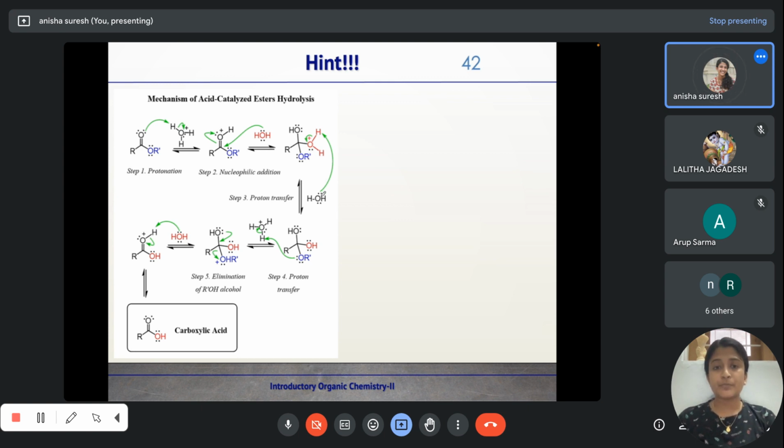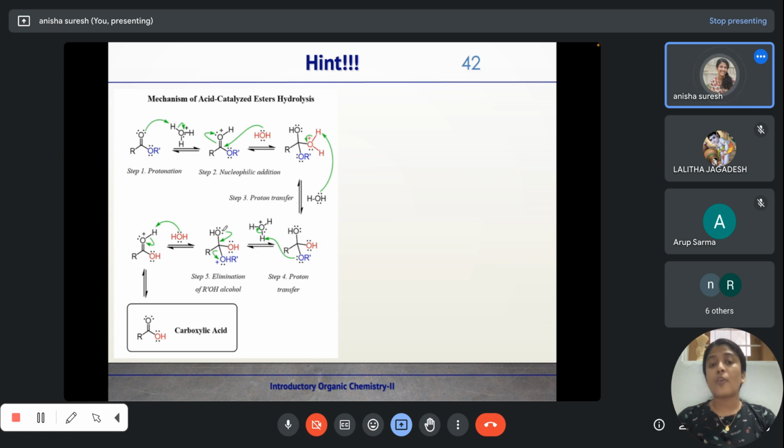Now, what will happen? A proton transfer can take place. First, water will deprotonate this OH2 plus. It will result in the formation of this tetrahedral intermediate, and it can protonate this OR dash. A proton transfer is taking place here.